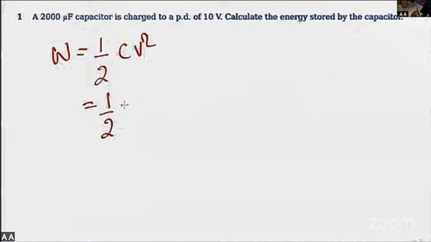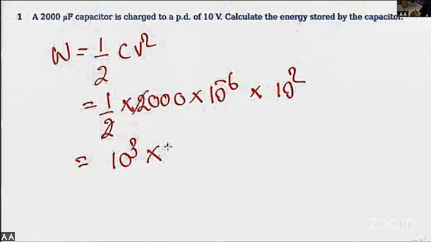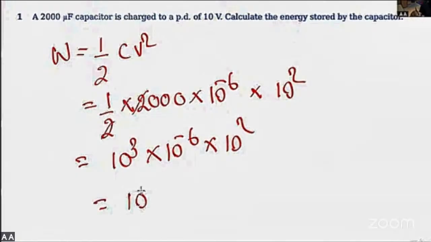Half, C is 2000 microfarad. Micro means 10 to the power minus 6, into voltage 10 squared. Then the 2 cancels. 10 to the power 3 into 10 to the power minus 6 into 10 to the power 2, which is equal to 10 to the power minus 1. 0.1 joule.